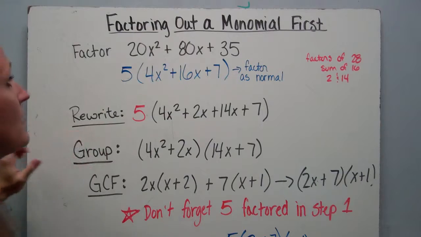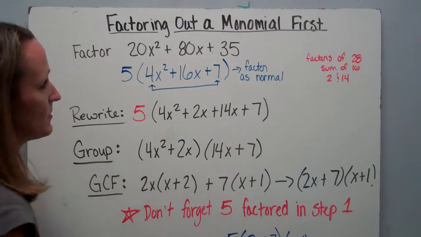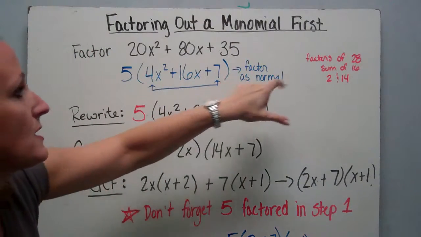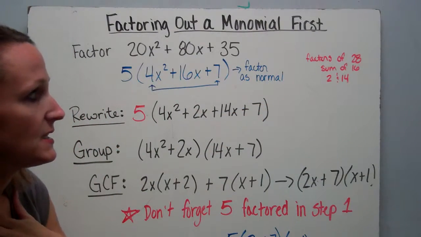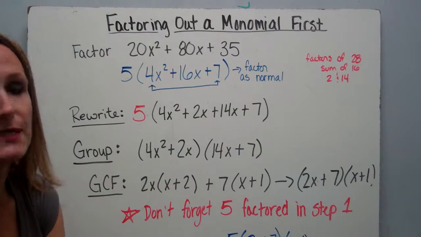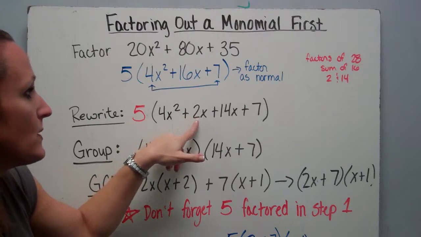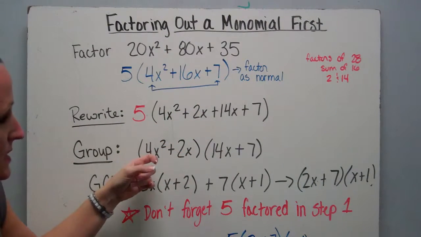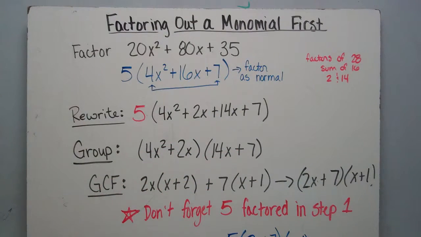Now I'm looking at my A value here times this C value. I can just ignore this 5 for a little while. Now I'm doing 4 times 7 and I'm looking for factors of 28 and a sum of 16. So 2 and 14. I can rewrite it. Here's my 5. 4x squared plus 2x plus 14x plus 7. I'm going to group it this way. 4x squared plus 2x, and 14x plus 7. I've just kind of tossed away the 5 temporarily.